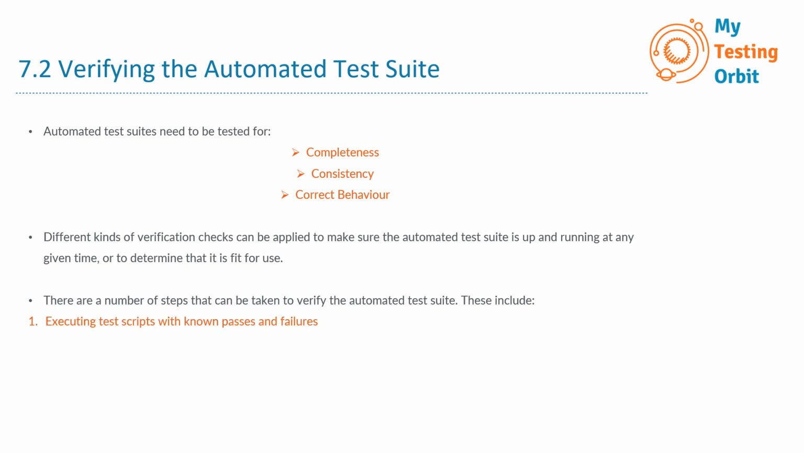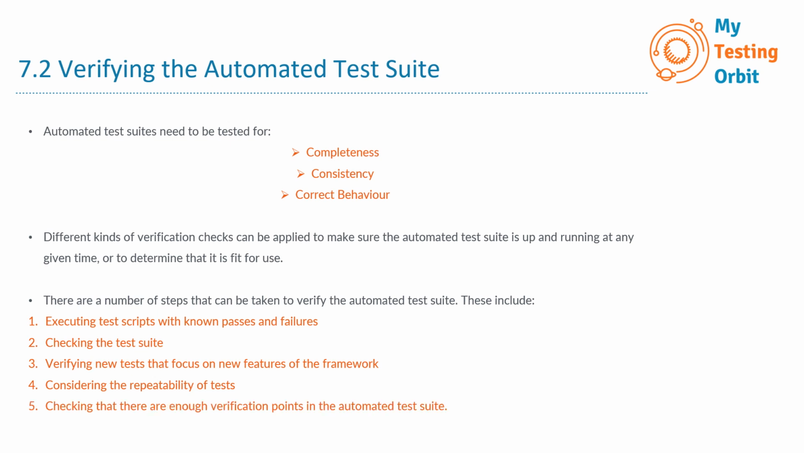These include: number one, executing test scripts with known passes and failures. Number two, checking the test suite. Number three, verifying new tests that focus on new features of the framework. Number four, considering the repeatability of test. And number five, checking that there are enough verification points in the automated test suite. Now let's go through all these five steps in detail.